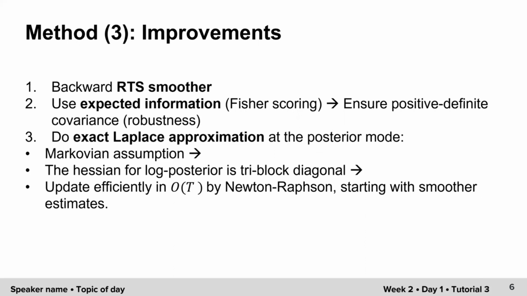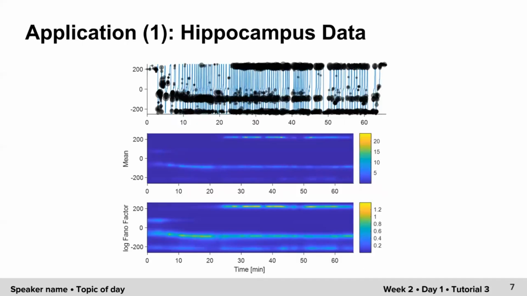Okay, then we apply our method to two real data sets. In the first application, we use the hippocampus data. Basically, in this experiment, we let a rat run back and forth along a linear track like this. And this is a record from one neuron in the hippocampus area. The black dots just correspond to neural spikes. We can observe that there's a place field where the neuron fires at specific locations, and these locations tend to change over time. The following two panels show the fitted results.